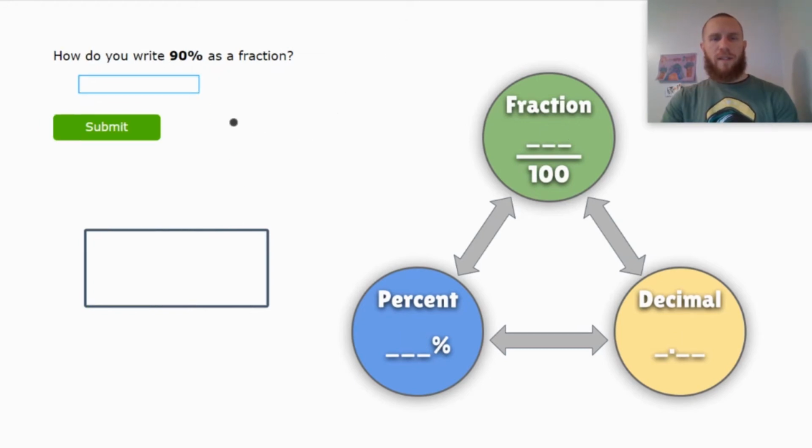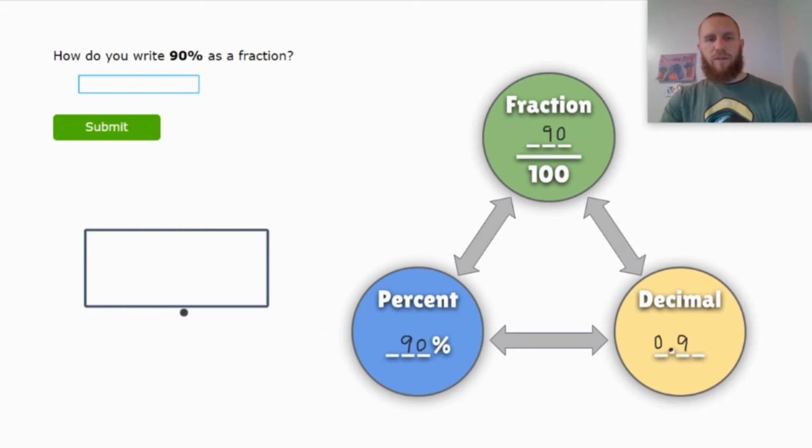Okay, so this next problem says, how do you write 90% as a fraction? All right, well, let me fill it in here for the percent. 90% as a fraction, I can just write it up here. Since percent means out of 100, it is 90 out of 100. And the decimal, I can just copy the 90 down here. Something that you'll notice is that when I put 0.9, that's the same as 0.90.